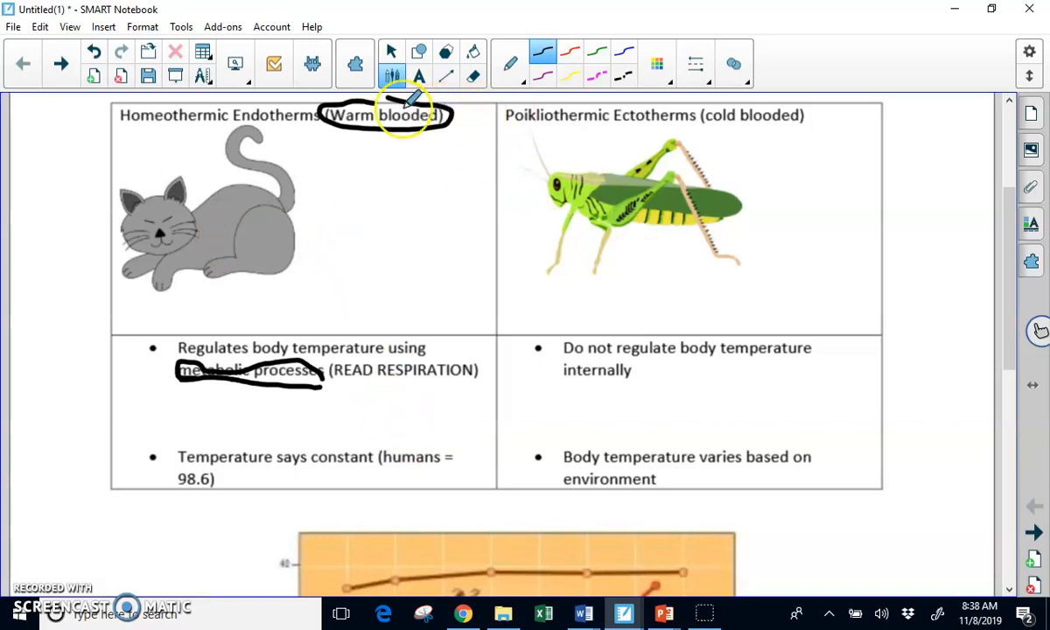The opposite of a warm-blooded or homeothermic endotherm is a poikilothermic ectotherm. These organisms we refer to as cold-blooded organisms. Most reptiles and lizards are cold-blooded, and they do not regulate their body temperature internally. There's no process that occurs inside them that makes them regulate their body temperature. Instead, their body temperature is equal to the body temperature of the environment. A lot of times, if these organisms want to warm up, they'll go into the sun to increase their body temperature, or if they want to cool down, they'll burrow into the dirt to cool down their body temperature.